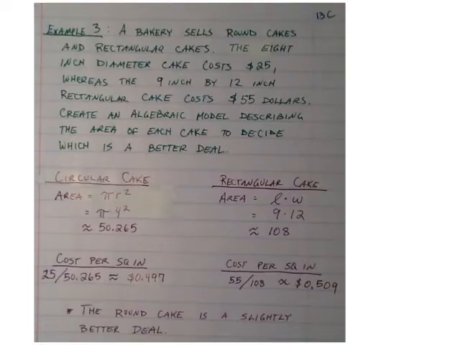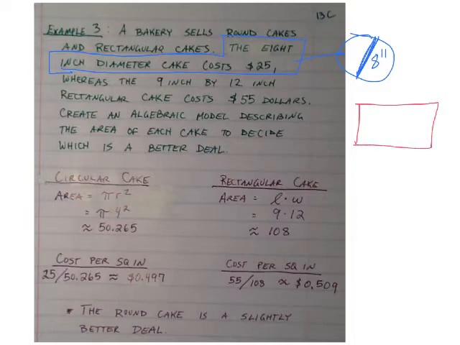And our final example is one where we're asked to create an algebraic model from a story. This story says that a bakery sells round cakes and rectangular cakes. The 8-inch diameter cake costs $25, so that's our round cake. It has an 8-inch diameter, that's all the way across, 8 inches. Whereas the 9 by 12-inch rectangular cake costs, not $25, $55.